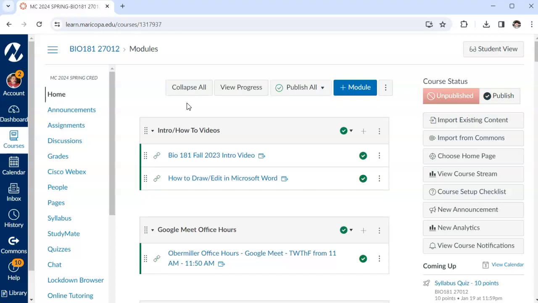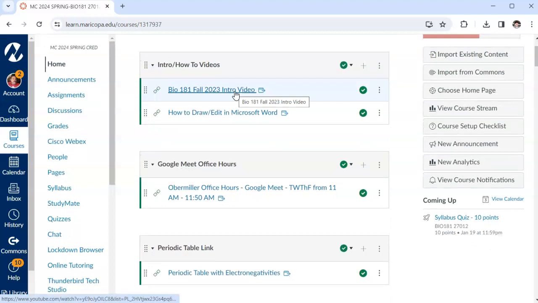All right, so when you go to the homepage, this is what you'll see. Your view is going to be a little different than mine, but it's pretty much the same. You're going to do some submission in Microsoft Word, especially in the chemistry lab. And this video here will take you to the explanation of how to do drawings.